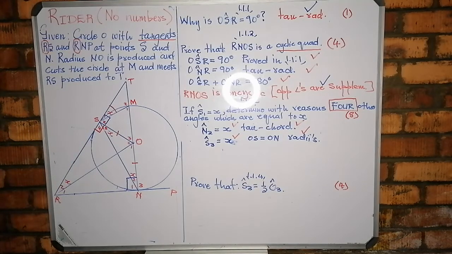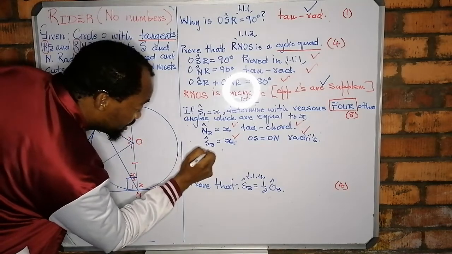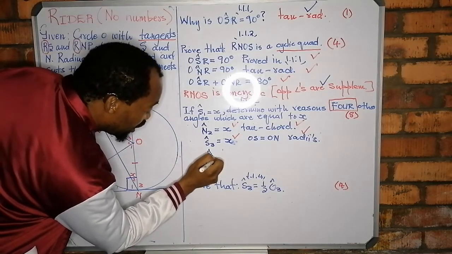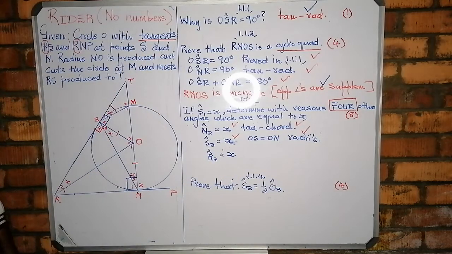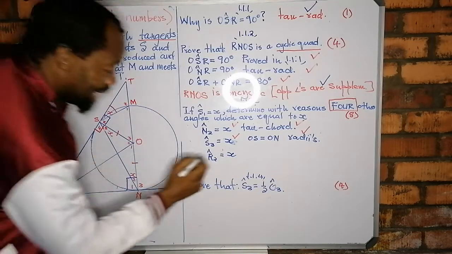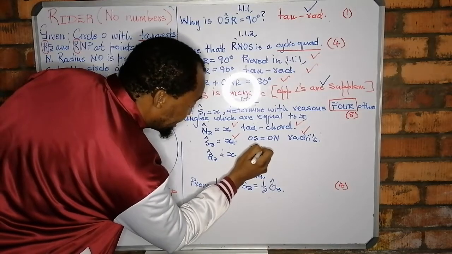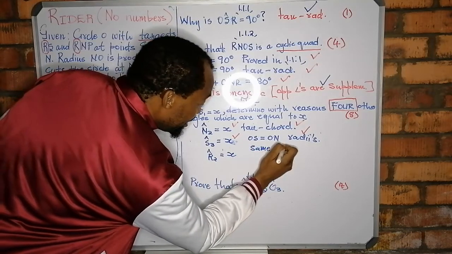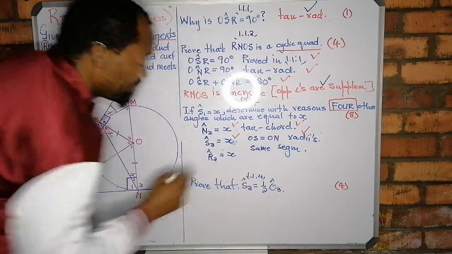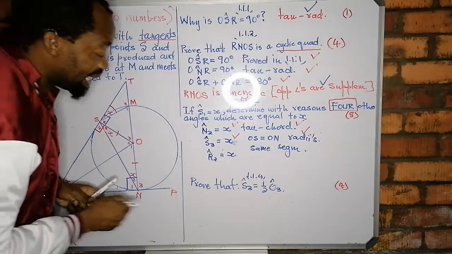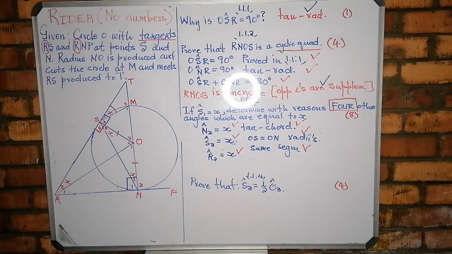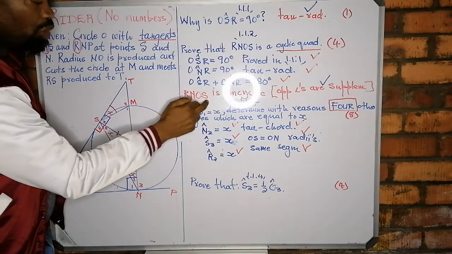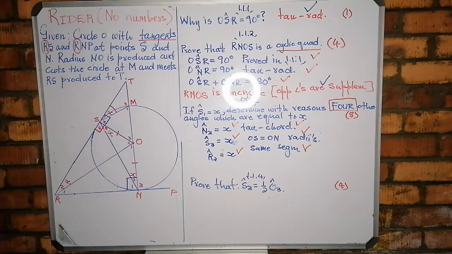Beautiful there. Now, I'm going to say angle R2 is also equals to X. How do I know that? Same segment. Those are angles that are subtended by the same chord, because RNOS is concyclic.